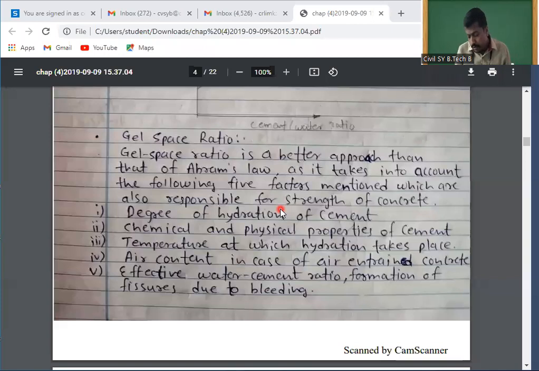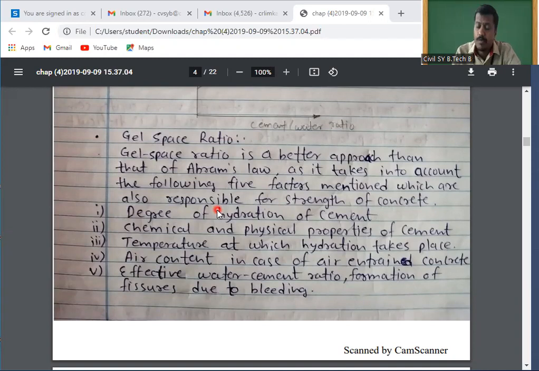Okay, so we are going to carry out the physical test, and based on that, you can suggest, yes, sir, the degree of hydration of this cement is very good. Or these are the physical properties. Then temperature at which hydration takes place.